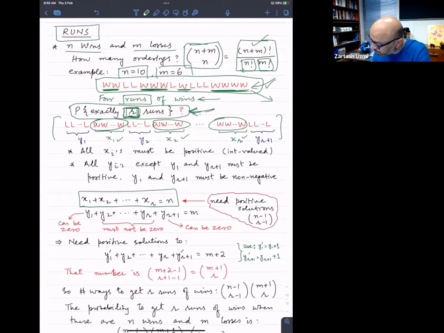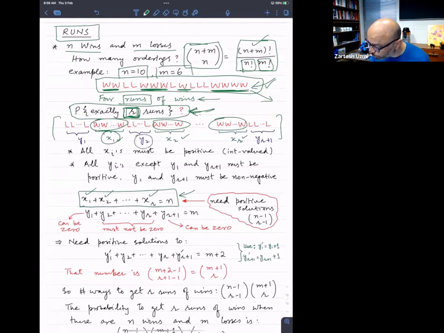So I need the positive solutions of this expression, which means कि x1 1 or more होना चाहिए, x2 1 or more होना चाहिए, x3, x4 all the way up to xr 1 or more होना चाहिए. If I can do that, so that means मुझे यहाँ पे x1 वाली जगह पे एक w या एक से ज्यादा w आपको मिल जाएंगे. That is one run. लेकिन वो रन ऐसे नहीं होगा.